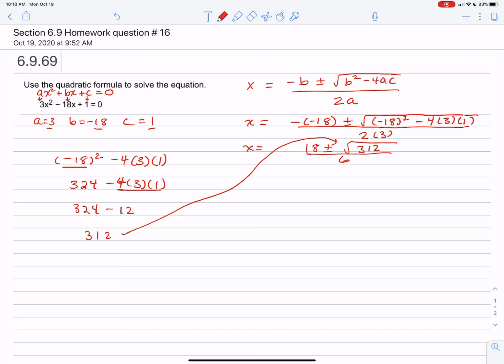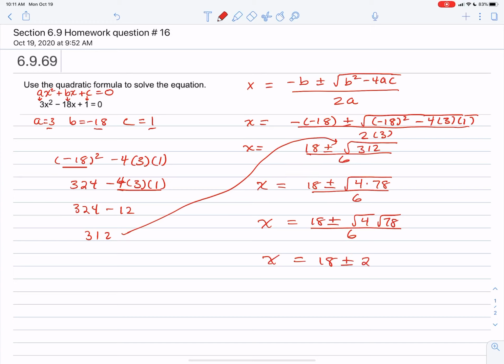Okay, but all our radicals have to be simplified. So we want to find and remove any perfect square factors from that 312. Well, it just so happens that 4, that's a perfect square, divides into 312 78 times. So I'll write that as separate square root factors. So the square root of 4 times the square root of 78 over 6. So I know the square root of 4 is 2. Square root of 78 over 6.